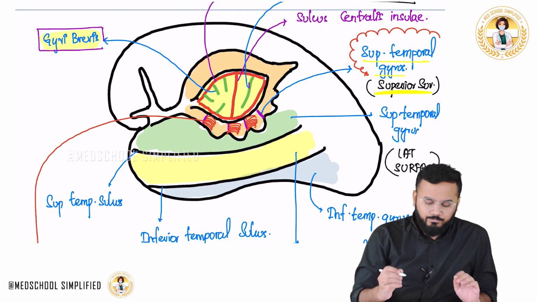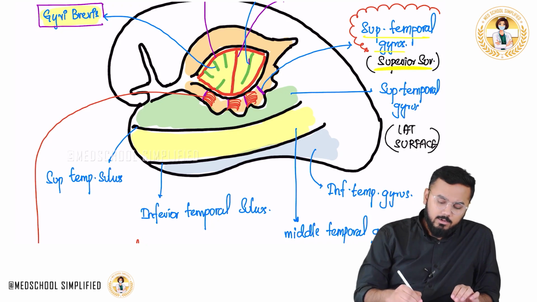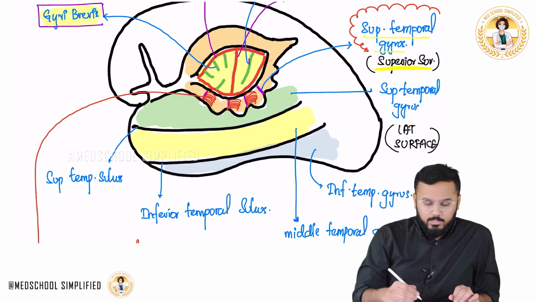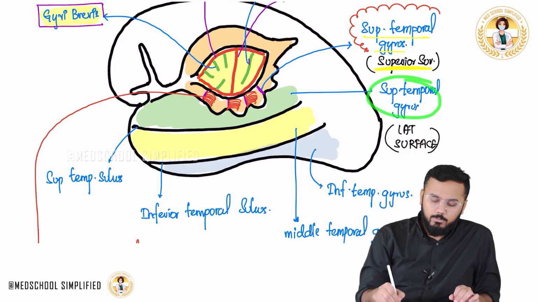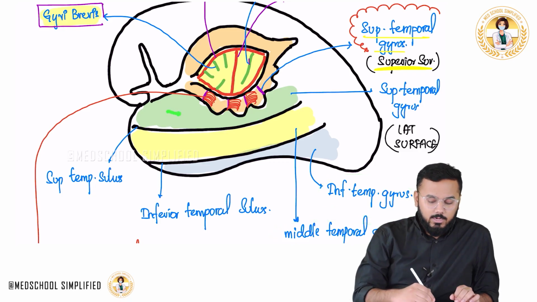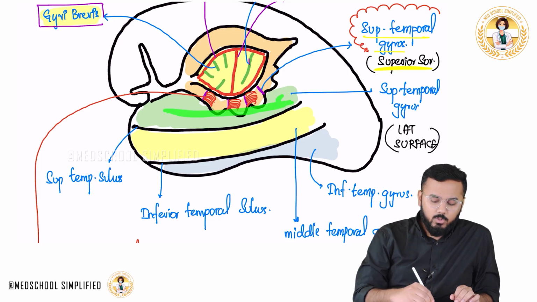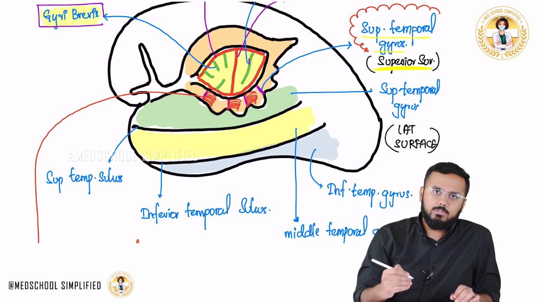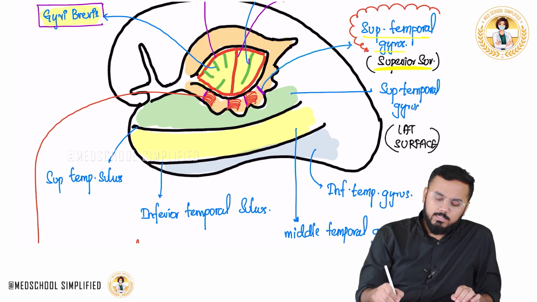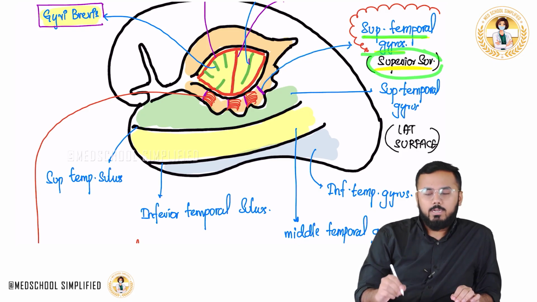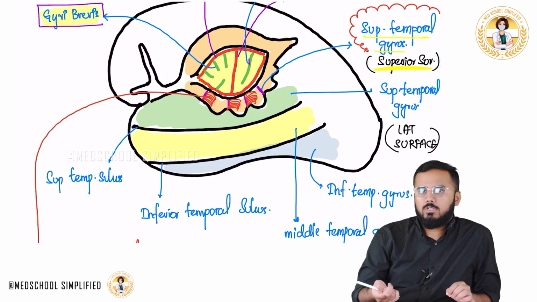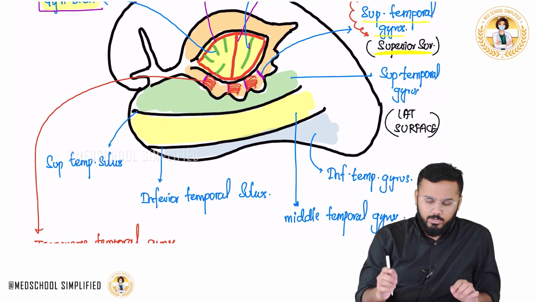Now the next important thing is that we have three important types of gyri, right? This one we have called the superior temporal gyrus, this is the middle temporal gyrus, and this is the inferior temporal gyrus. What you are looking at here is the lateral surface of the superior temporal gyrus, and this structure you can see here is the superior surface of the superior temporal gyrus. I have already shown you in the paper, right? If you haven't watched the previous lecture, watch it because that is very important.